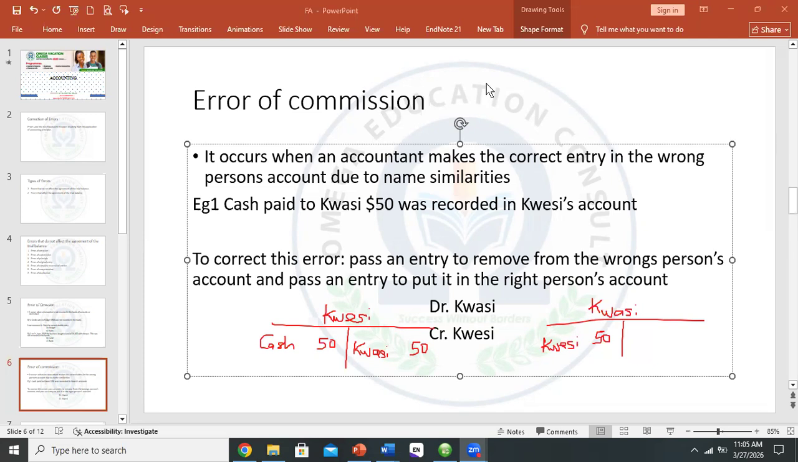Please, the errors that do not affect the agreement of the trial balance and the errors that affect the trial balance. Thank you, superb. Thank you very much.